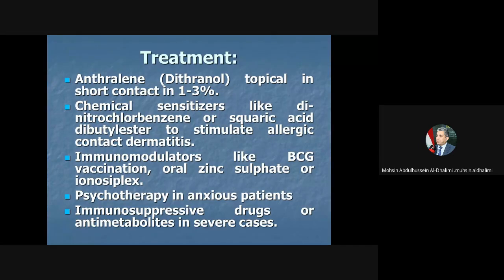Immune modulators like zinc sulfate useful. Psychotherapy in anxious patients, and in severe conditions immunosuppressive drugs like cyclosporine or antimetabolites like methotrexate can be useful in treatment of alopecia areata.